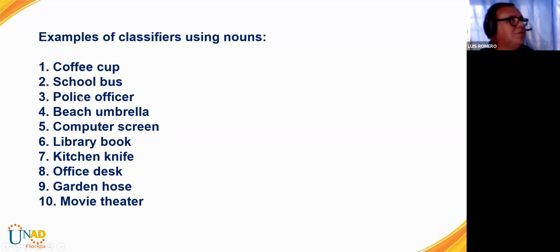The same happens with police, and police is describing officer too. Beach describes umbrella, computer describes screen, and so on and so forth. So as you can see, you have nouns that describe other nouns.